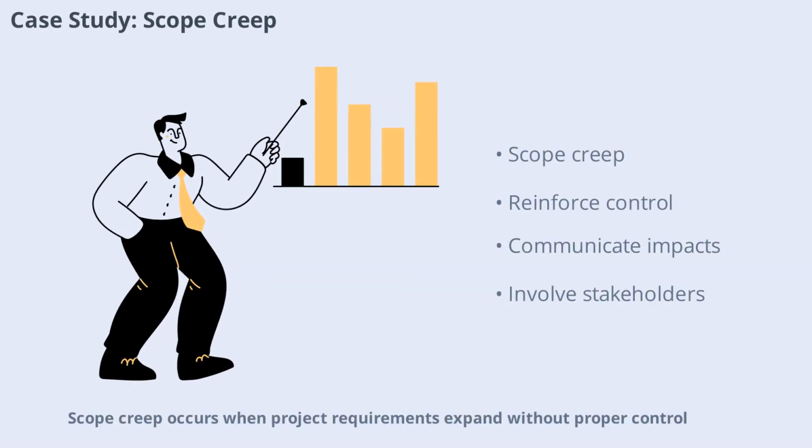Scope creep occurs when project requirements expand without proper control, leading to conflict over workload and priorities. The source is scope management, and the stage is manifest conflict. You reinforce the change control process, communicate impacts, and involve stakeholders in decisions. This keeps the project on track and reduces frustration.